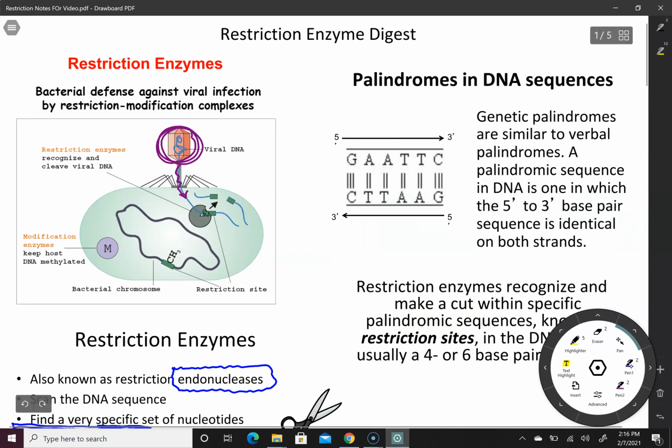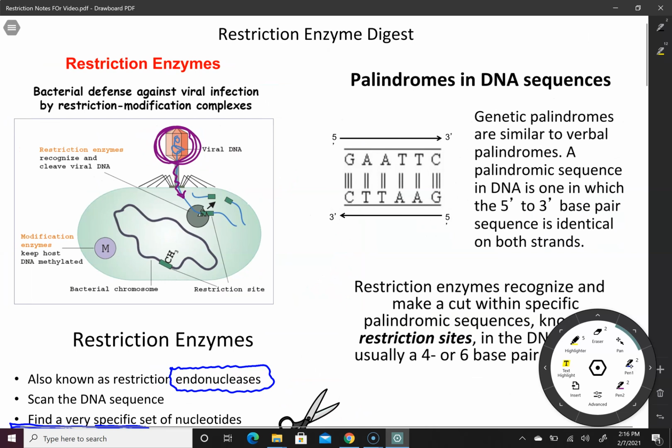So what are we looking for here? Well, we're looking for these things called palindromes. And what they are is sections of DNA that are identical in both directions. So, for example, if you look at the top, it goes GAATTC. And if you come back on the bottom, on the opposite side, it's GAATTC. So they're exactly the same.